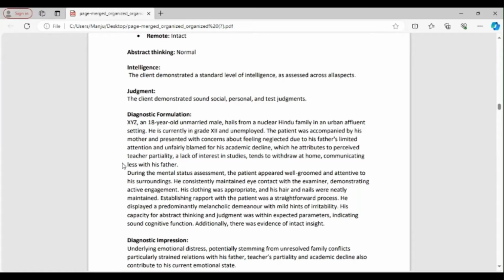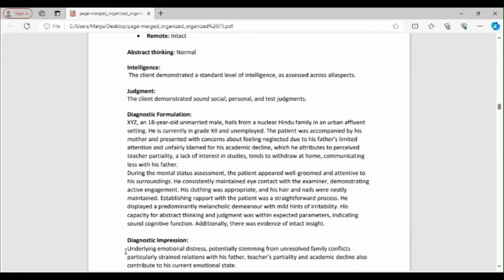During mental assessment, the patient appeared well groomed and attentive to his surroundings, consistently maintained eye contact, demonstrating active engagement. His clothing was appropriate and his hair and nails were neatly maintained. Establishing rapport with the patient was a straightforward or easy process. He displayed predominantly melancholic demeanor and mild hints of irritability. His capacity for abstract thinking and judgment was within expected parameters, indicating sound cognitive function. Additionally, there was evidence of intact insight.